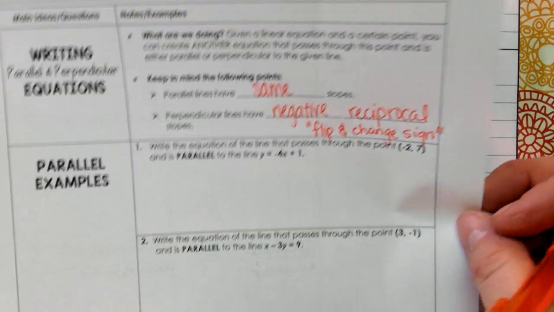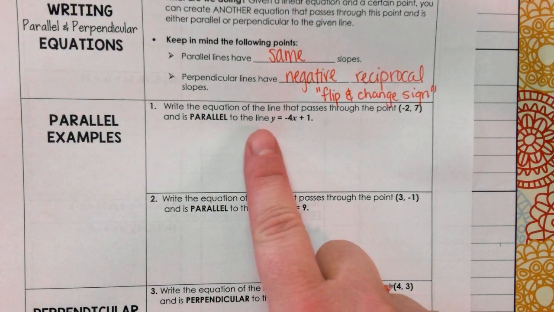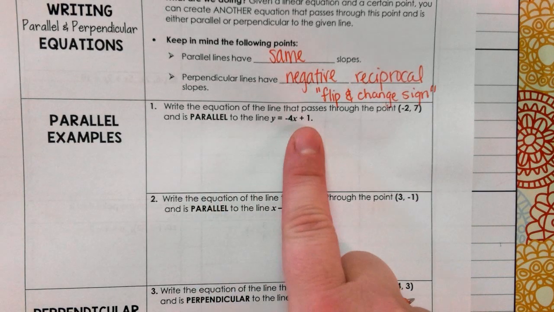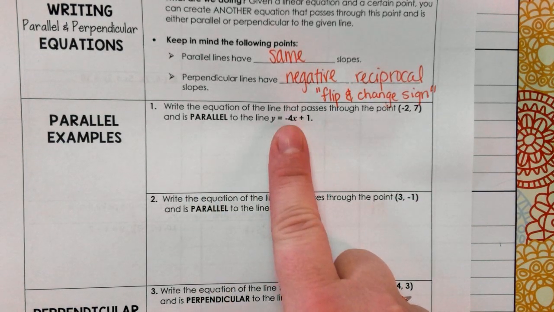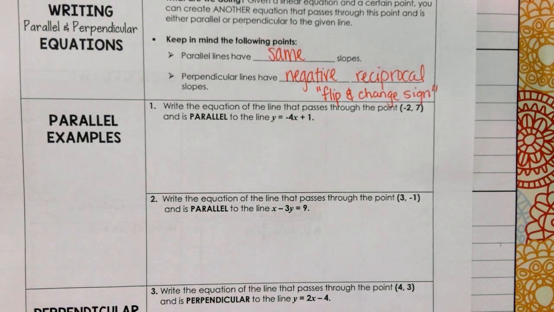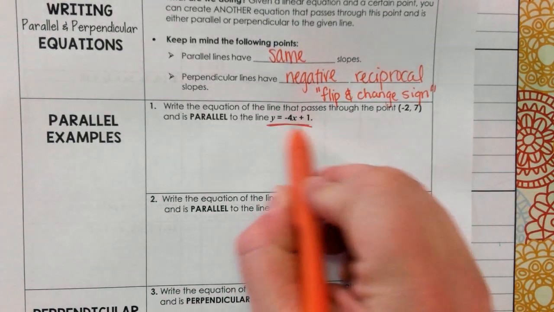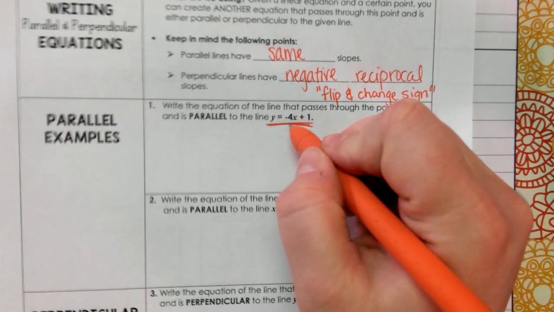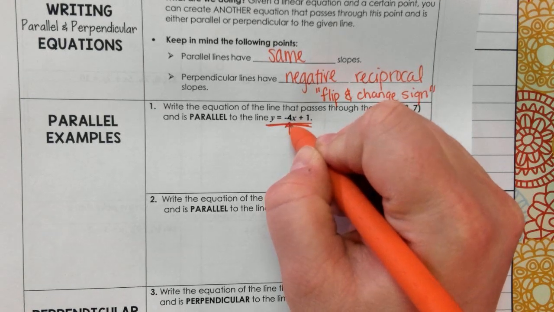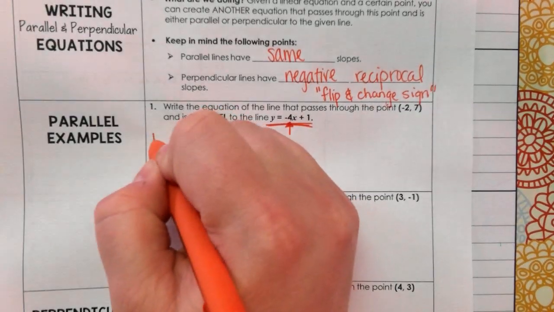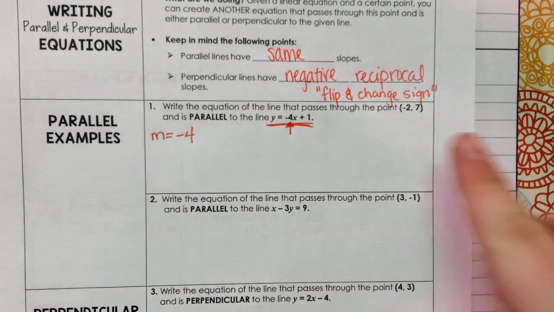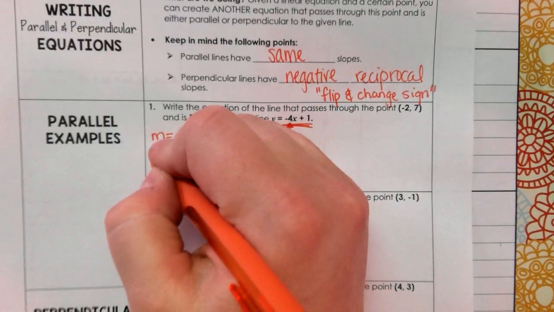So here we go. Parallel examples. Write an equation of a line that passes through the point negative 2, 7, and that is parallel to this equation. Alright, so parallel lines have the same slope. So what is the slope for this equation? Yeah, it's negative 4. Remember, it's that number that's in front of x. So m equals negative 4. That's my slope.